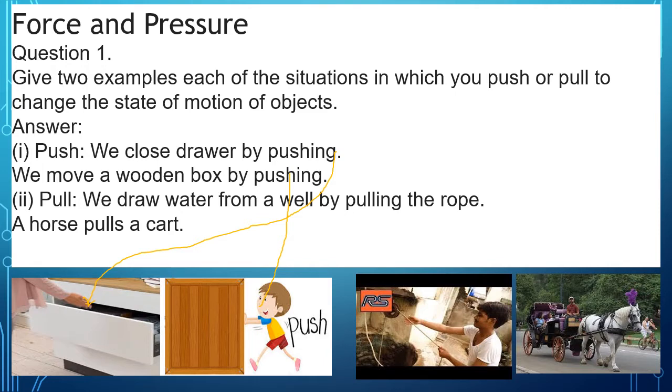Then for pull, we draw water from a well by pulling the rope. So here is the picture for that, and see, a horse pulls a cart, and here is the picture of the horse which is pulling the cart. So these two, pulling the water from the well and pulling the cart by the horse, are the examples for pull, and closing the drawer and pushing the wooden box are the examples for push.